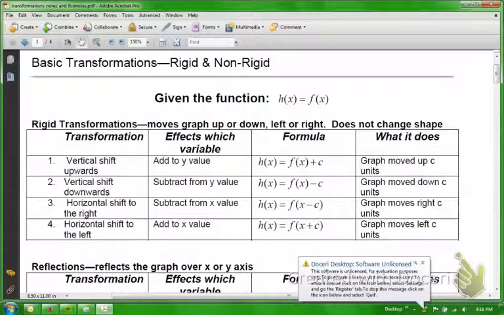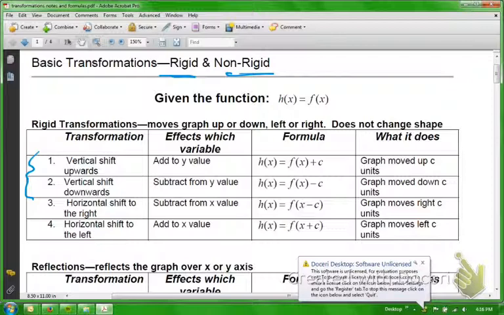Today's lesson is going to be on rigid and non-rigid functions. Rigid means that the graph keeps its shape and does not change the shape, but they do move left and right. Non-rigid means the graph actually changes its shape. So we're going to start with up and down shifts, or vertical. These are the easiest ones. That will be these two right here.